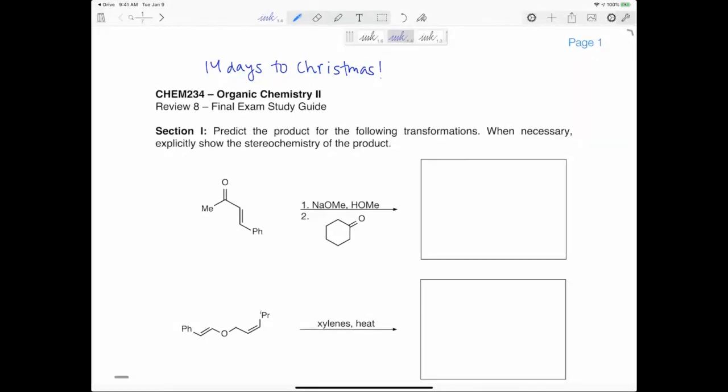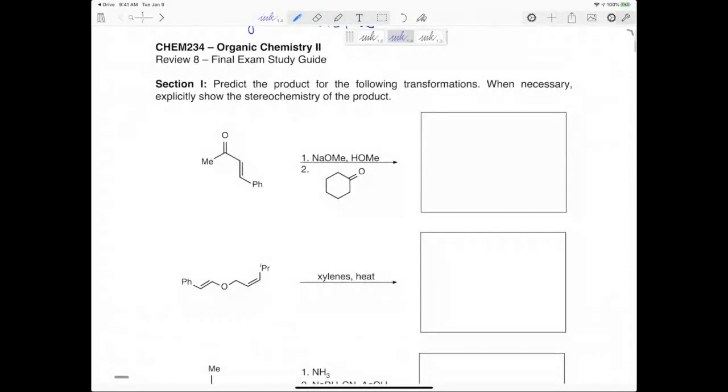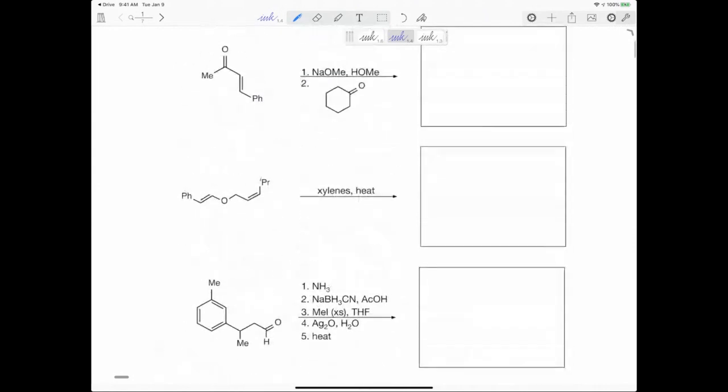Okay, let's see if there's anything else. So this is an addition to an alpha, beta unsaturated carbonyl, right? Again, the mechanism is just something that I'm going to post at the end of this review. The answers here are just for you to see what's going on if you got the right answer, because I did not give an answer key. So, okay, let's go ahead and get started.